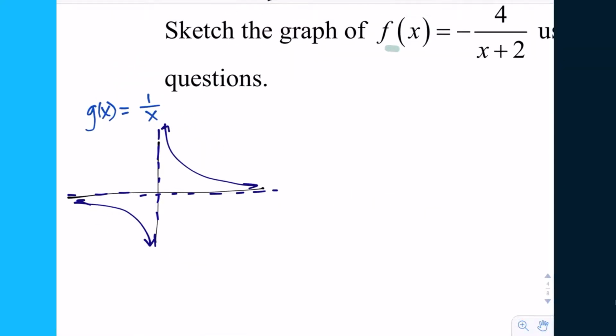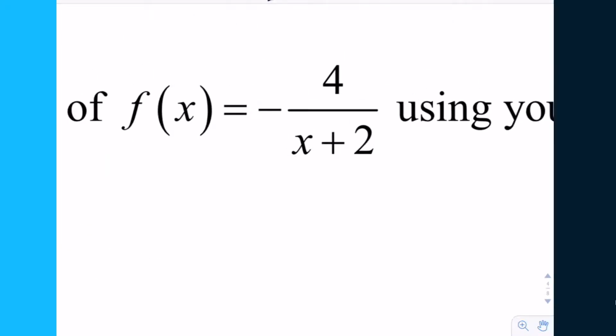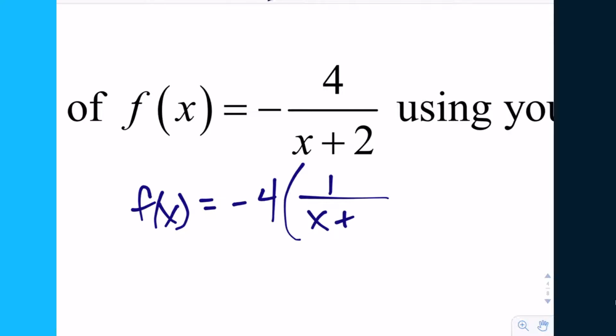Okay, so if I want to quickly sketch f of x equals that, I need to put it into standard transformation form. And it's almost there. All I really got to do is bring that negative 4 out front, not just the 4, and then it would be times 1 over x plus 2. So there's standard transformation form, because that's really like negative 4 over 1.